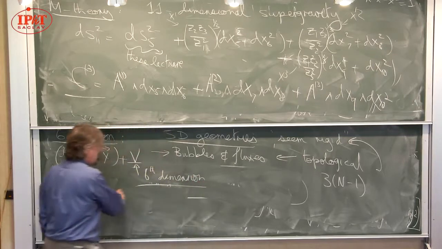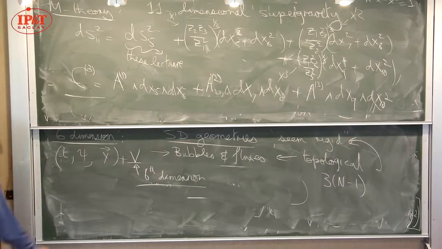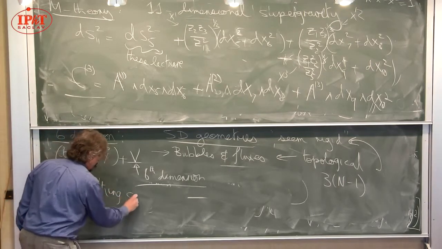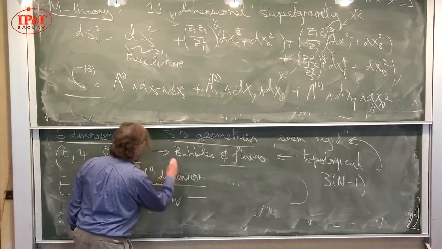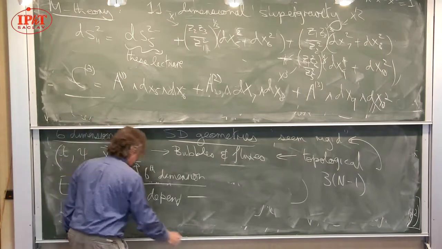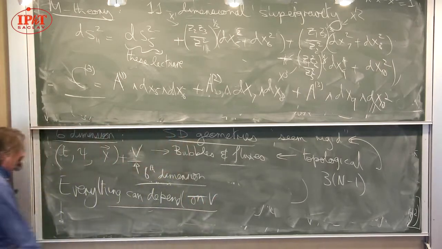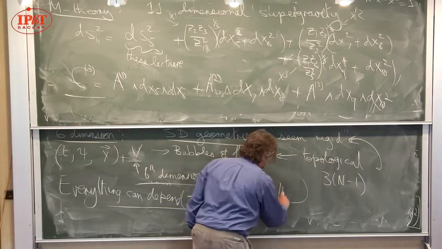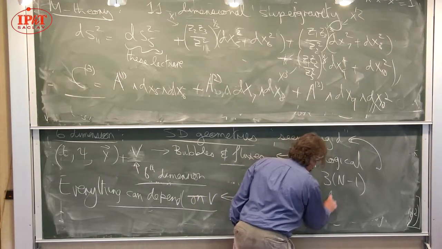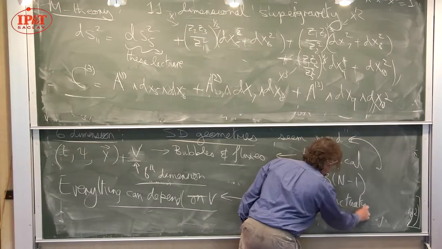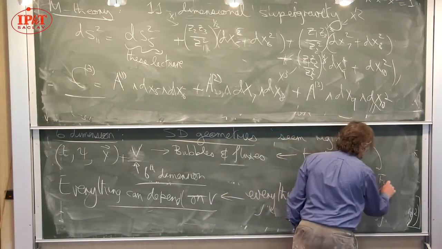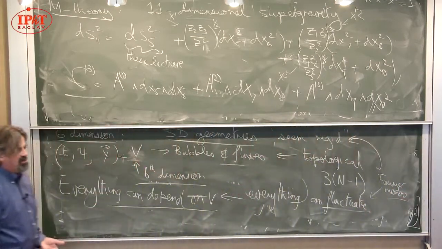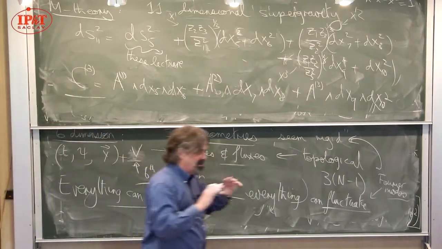Then it turns out you can calculate the BPS equations, including the sixth dimension. And everything can depend on V. Actually, let me call it Y. Depend on Y. In particular, everything can fluctuate as a function of Y. So that means Fourier modes. So once you go to six dimensions, there's a new thing you can seem to do, which is enable the entire geometry to fluctuate as a function of these extra coordinates.